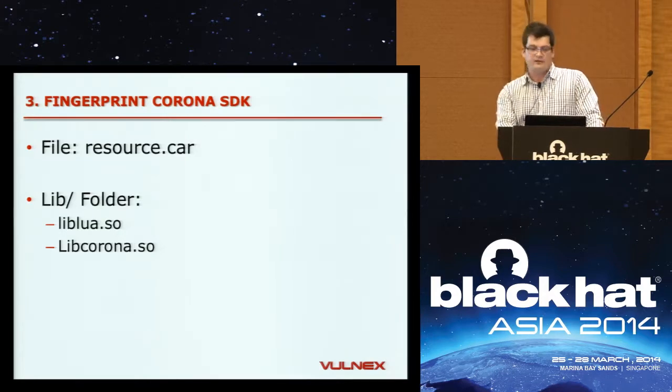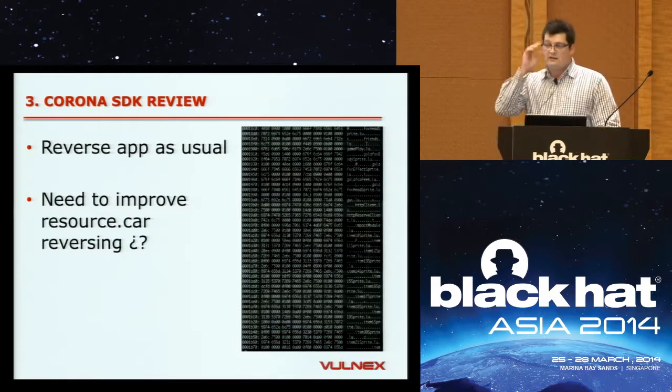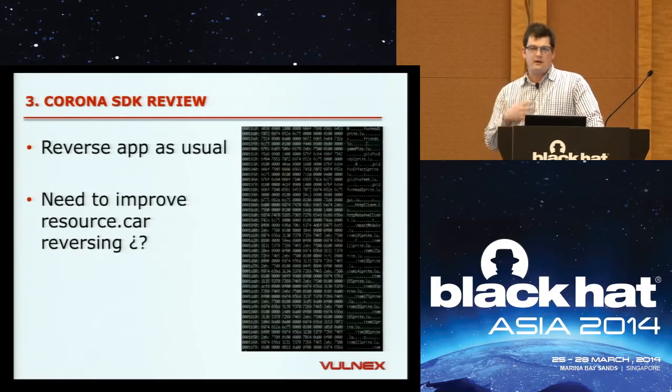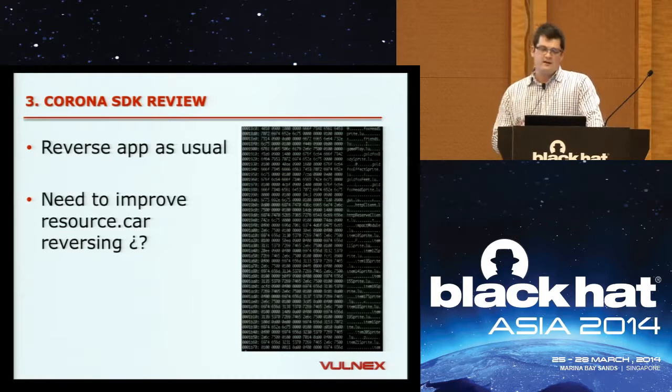It's easy to spot. For how to review this, right now it's a bit hard, because, for example, the resource.car file, so far we have not been able to find a really nice tool to reverse that. So we are working on a proof of concept to reverse that, but it's not working yet, and that's the reason I'm not showing you. But we're working on that. It's just a matter of time until we are able to reverse that file.